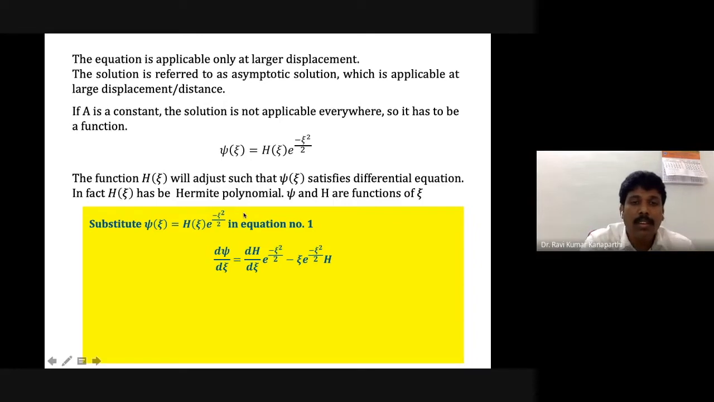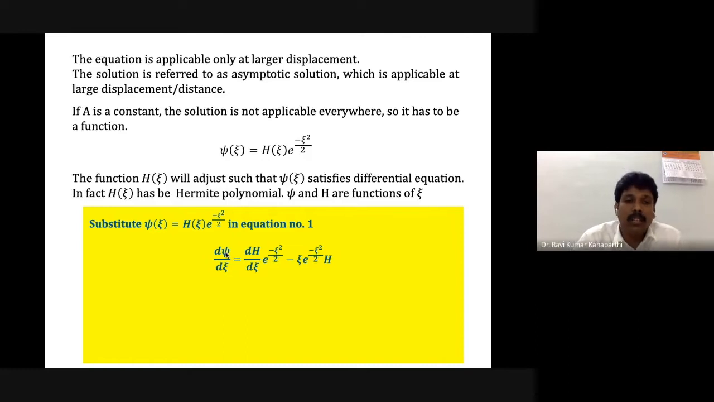The first derivative of psi of z, where psi is equal to h of z times the exponential. I hope that you know the derivative of a product. So I have calculated dh by dz times e to the power minus z square by 2. So I am taking the derivative of the first function multiplied by the second function, plus the derivative of the second function multiplied by the first function. That is what it is.